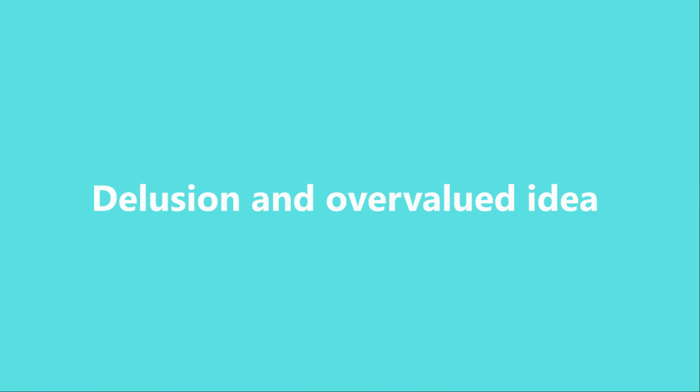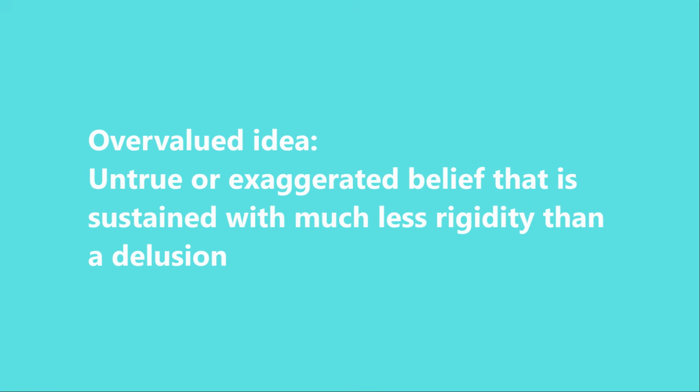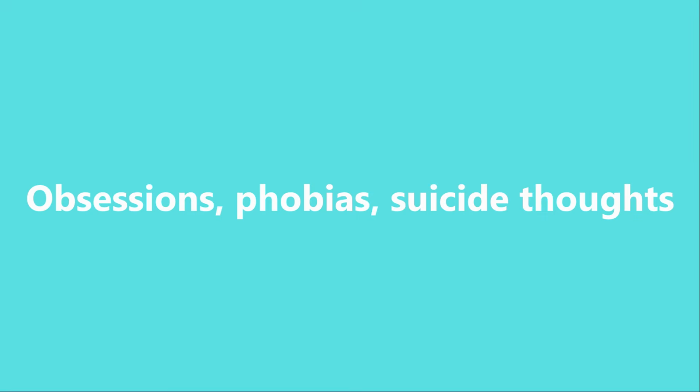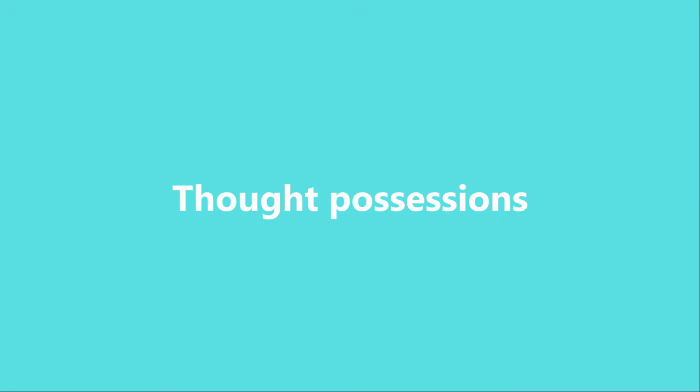Delusions are different to overvalued ideas. An overvalued idea is an untrue or exaggerated belief that is sustained with much less rigidity than a delusion. Example, anorexia nervosa. Other thought content includes obsessions, phobias, suicidal thoughts, and thought possessions. Thought possessions include insertion, withdrawal, and broadcast. This is where somebody believes that somebody is controlling their thoughts, inserting thoughts in the mind, withdrawing thoughts, or broadcasting their thoughts. The second component of thoughts is thought process.